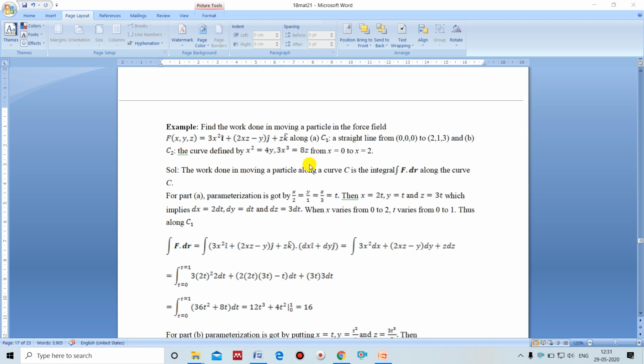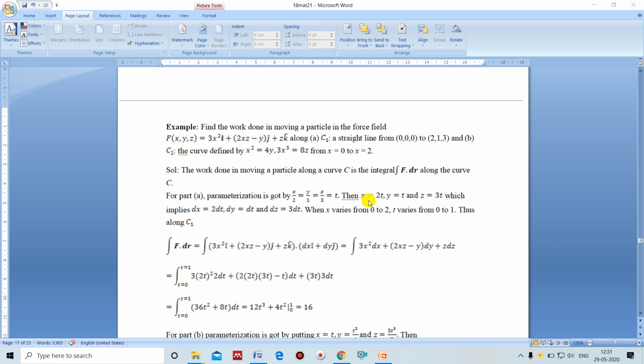The total work done in moving the particle along C is given by the integration along the curve C of f into dr. Then for the part A, that is curve A, on simplifying we get, using the given points, x divided by 2 minus 0 is 2, y divided by 1 minus 0 is 1, z divided by 3 minus 0 is 3. We equate to some constant, that is t. Therefore x equal to 2t, y is equal to t, z is equal to 3t. So all x, y, z depend on only one variable t.